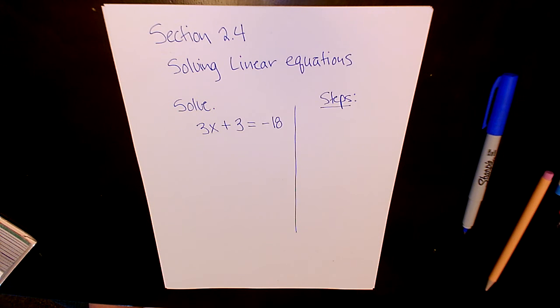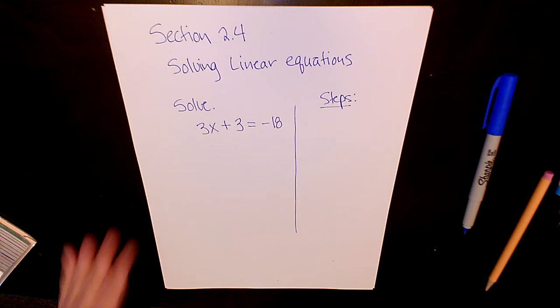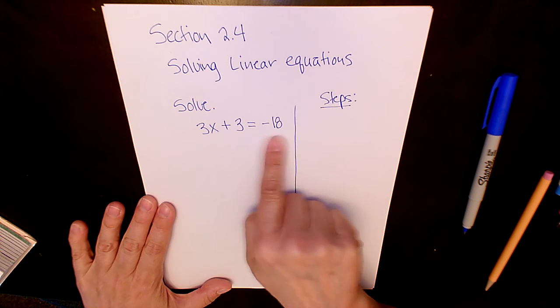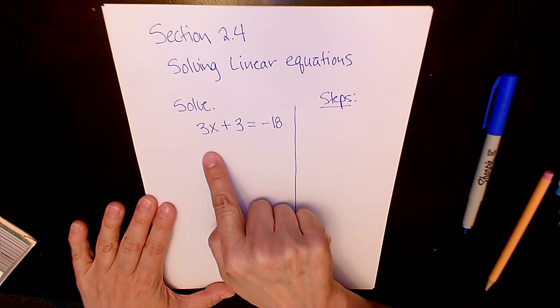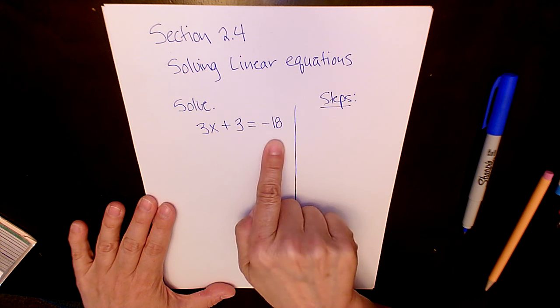So in the prior two videos we solved some equations where we added and subtracted to help us solve, and in other problems we multiplied and divided to help us solve. Well, now we're putting both of those together, and these are called linear equations. This is an example of a linear equation.